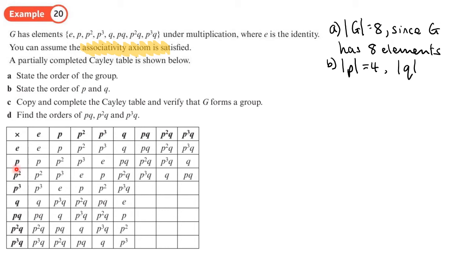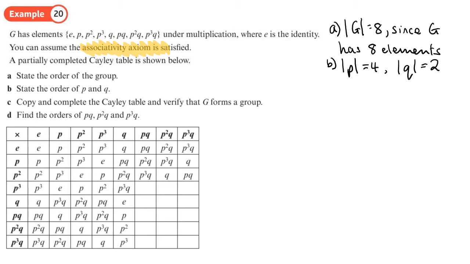So let's look at Q. Q is here. Can you see that Q is just here? I only apply it to the identity, and it's got Q. Let's keep going. Right, here we go. So Q multiplied by itself gives me the identity. That tells me that Q is self-inverse and its order is 2. Any element that's self-inverse has an order of 2.